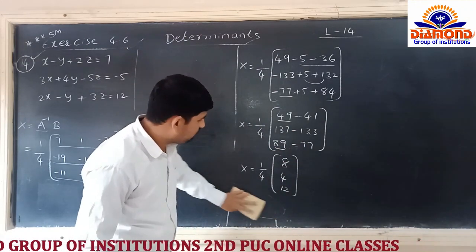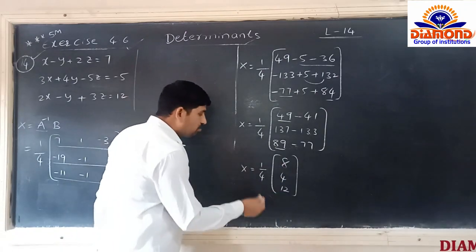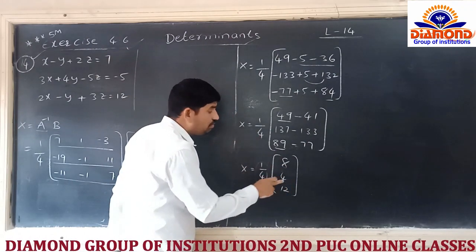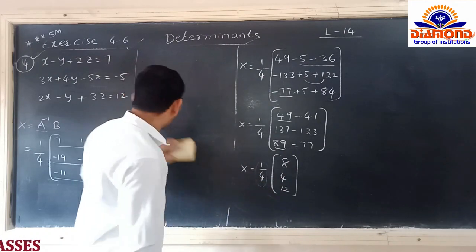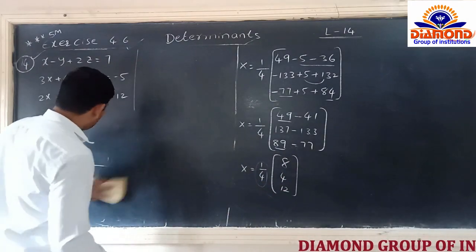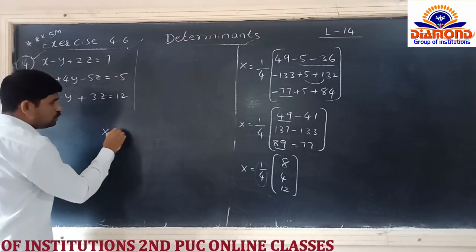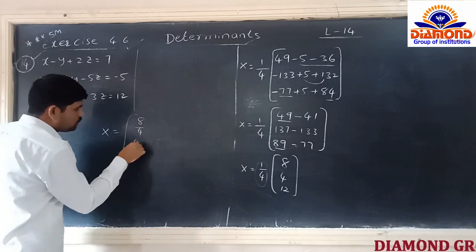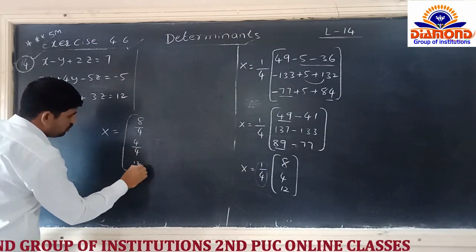After completing this, just multiply 1 by 4 inside the matrix. When we multiply 1 by 4 inside the matrix, each and every element in this matrix is multiplied by 1 by 4. See here, I am going to multiply this 1 by 4 inside the matrix. That is x is equal to 8 by 4, yes or no? Next one is 4 by 4, and the last one is 12 by 4.